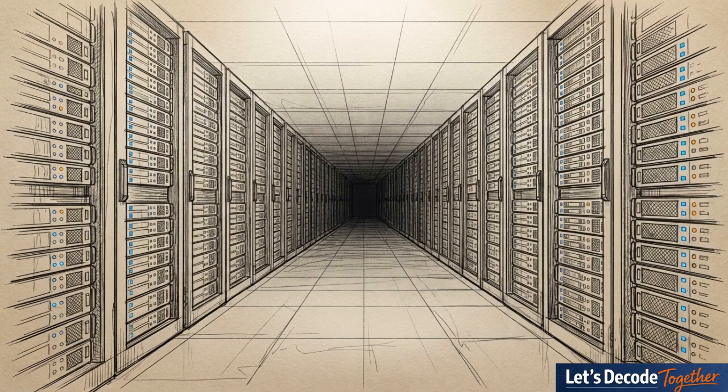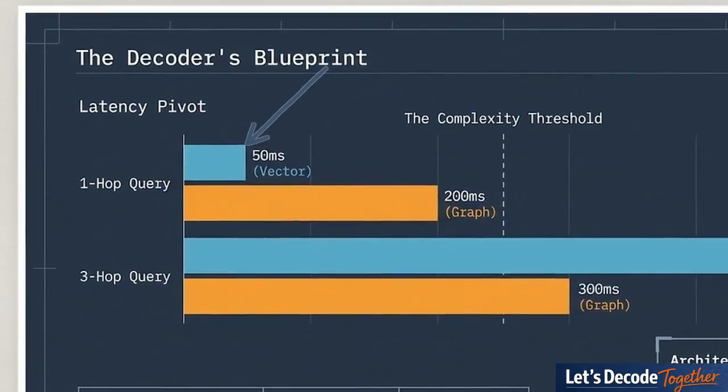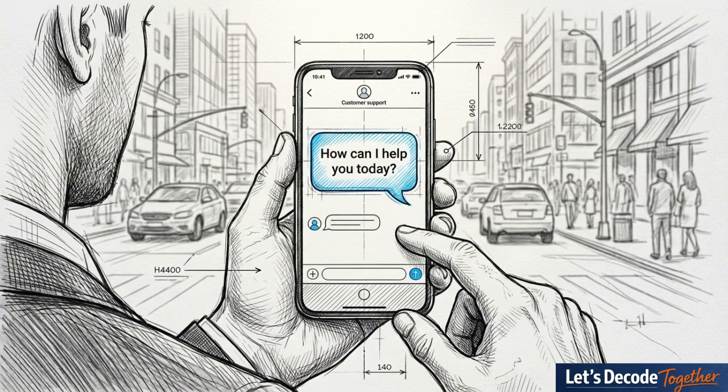What happens to system speed when these architectures are pushed to enterprise scale? The top section of this bar chart analyzes the latency of a simple one-hop factual query. VectorRAG holds dominance here, with a 50 millisecond retrieval speed, compared to Graph's 200 milliseconds. That 50 millisecond speed makes Vector the correct choice for rapid applications, where users need instant answers.